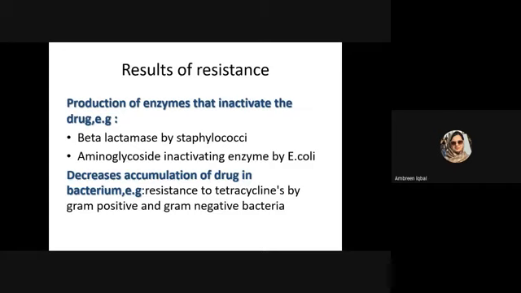Sometimes there is a decreased accumulation of the drug in the bacteria. The drug goes inside the bacteria, but there is decreased accumulation, and it does not allow the drug to accumulate and destroy it. So resistance to tetracyclines by gram-positive and gram-negative bacteria is also very common.